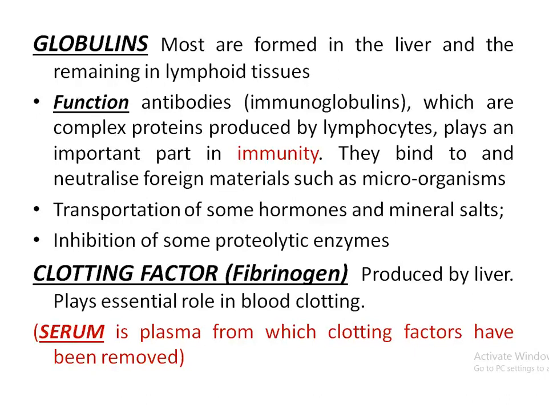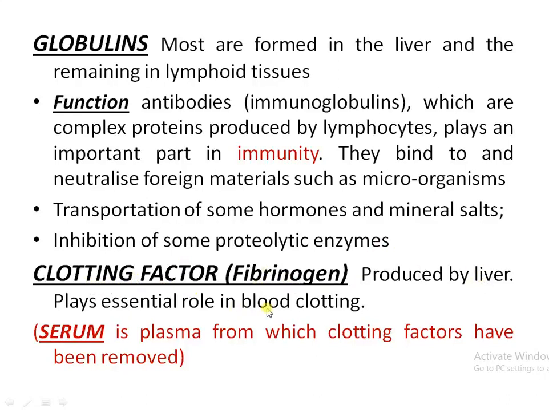How do immunoglobulins fight against infection? First, they recognize the microorganism or foreign particle, then they bind to them, and then they neutralize or destroy the foreign material or microorganism. Globulins also help in transportation of some hormones or mineral salts, and they also help in inhibiting some proteolytic enzymes. Another protein present in plasma is fibrinogen, which is a clotting factor produced by the liver and plays an essential role in blood clotting.